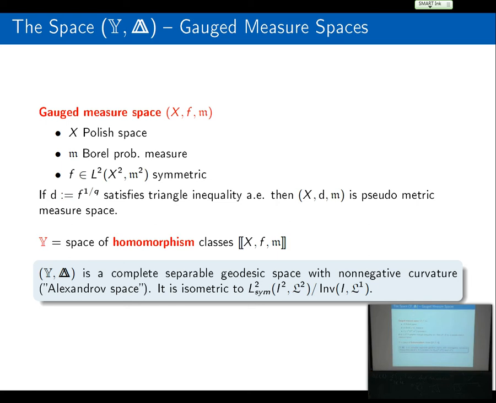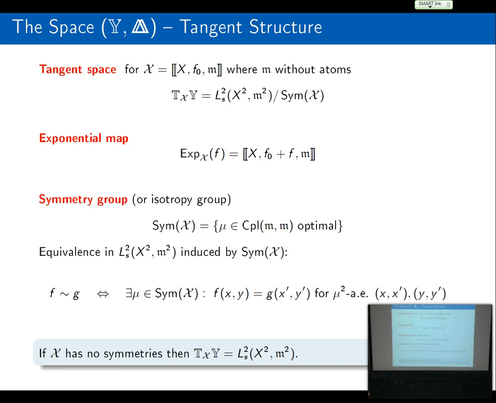So now we consider what we call gauge measure spaces: we give up the triangle inequality and positivity. If it would satisfy the triangle inequality, we would be in the previous space. Again, there is a similar definition, called F naught, F1. Again, this is a non-negatively curved space, and again, the invariance group acts on this. And for this, we have an expression of a tangent space. The tangent space in a given metric measure space, for simplicity, let us assume that this is a representative without atoms, is then just the L2 space of symmetric functions on the product space.